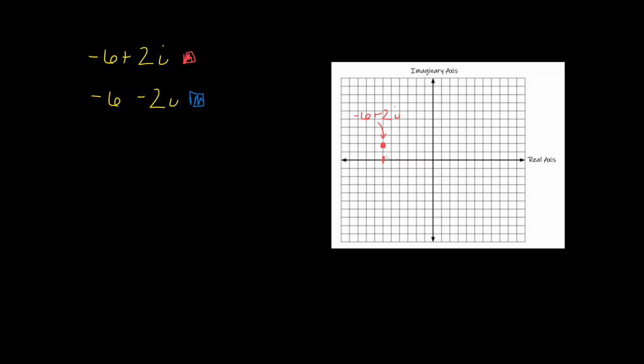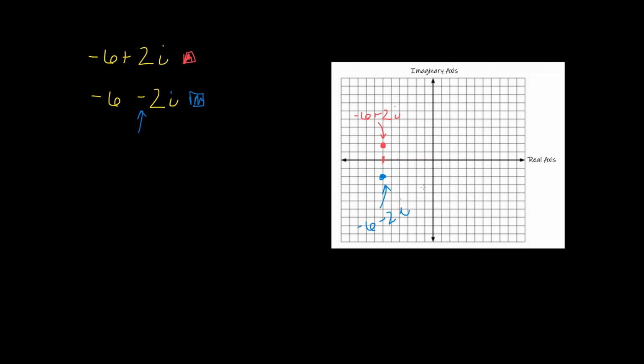Okay, now I'm going to do the negative 6 again in the real, but I'm going to go down 2 for this negative, and that's an i, by the way. So I'm going to go down 1, 2. And this right here is negative 6 minus 2i. Negative 6 plus 2i and negative 6 minus 2i, the two numbers are complex conjugates.